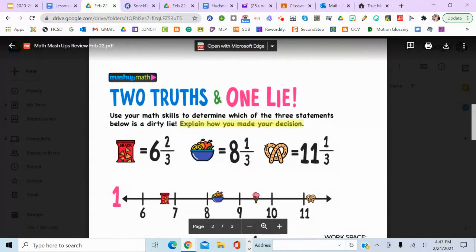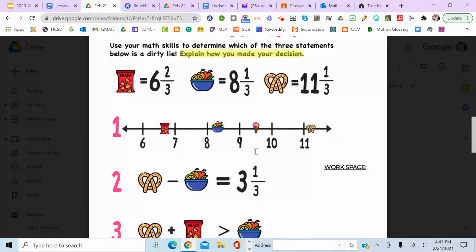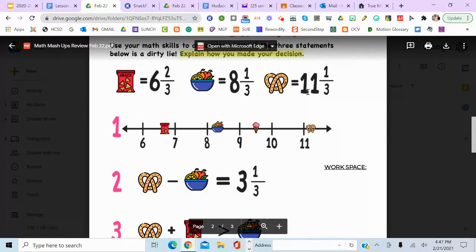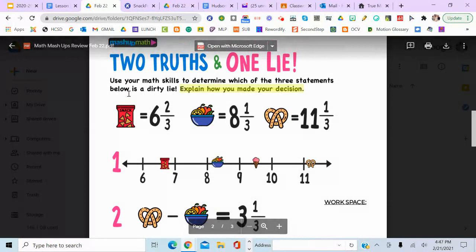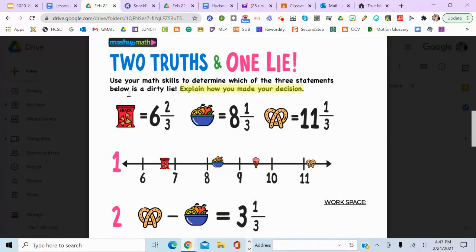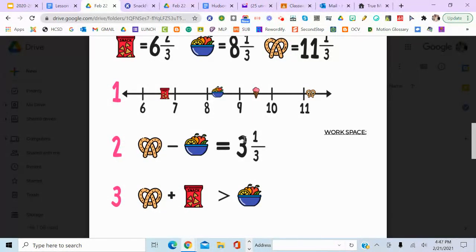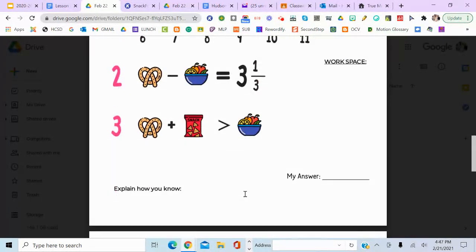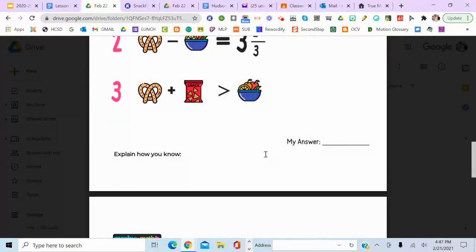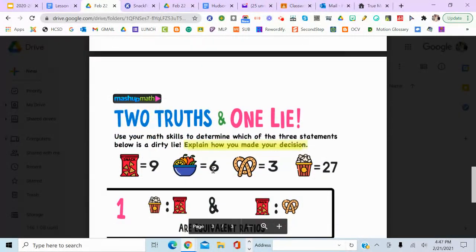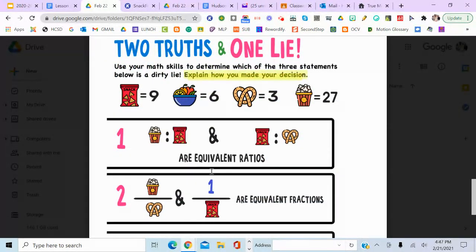You also have 2 truths and 1 lie. So you've got 3 mathematical statements here based on these numbers: the pretzels value, the fruit bowl, and the snack. It says use your math skills to determine which of the 3 statements below is a dirty lie, and then explain how you made your decision. So you're going to need to show some work and figure some things out and decide which one, 1, 2, or 3 is the dirty lie. You're going to write 1, 2, or 3 here, and then you're going to explain how you know in this space right here.